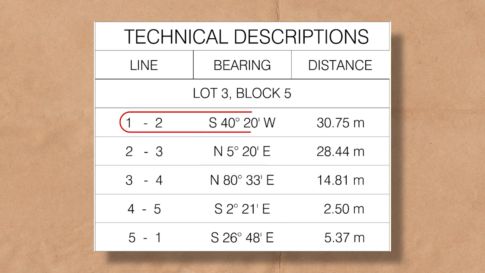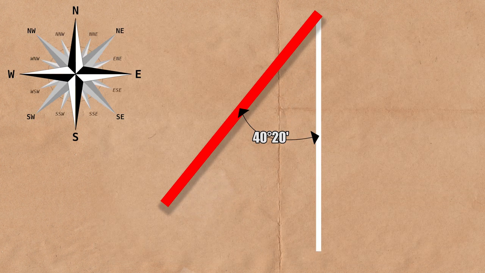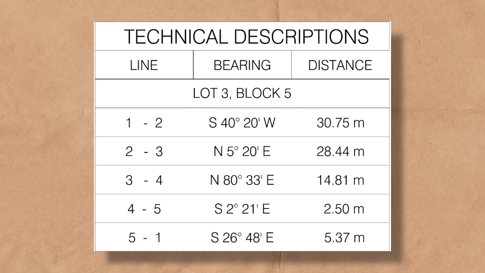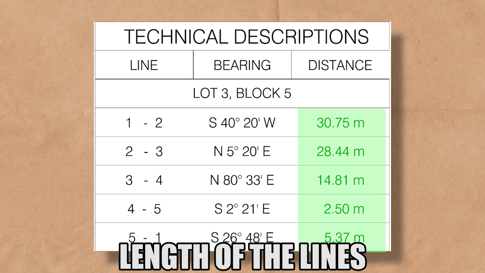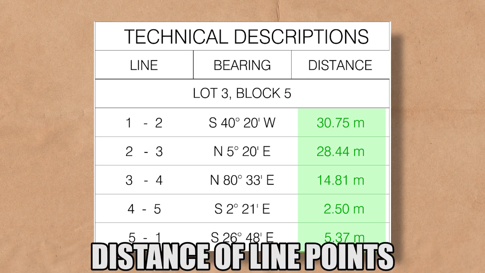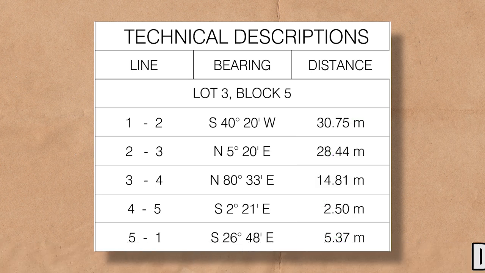So take line 1-2 for example, it says S for south, 40 degrees 20 seconds W or west. What that means is that our line is going south at an angle of 40 degrees and 20 seconds westward or going to the left. Lastly, on our technical descriptions table, we have our distance column, which is pretty self-explanatory. It is the length of our line or the distance from point 1 to point 2, point 3, point 4, point 5, and all those stuff.